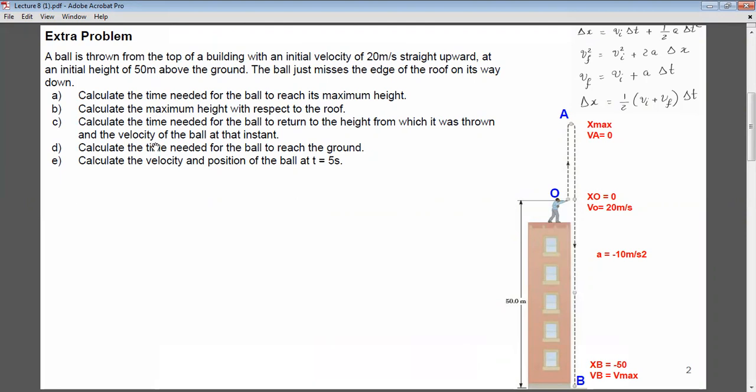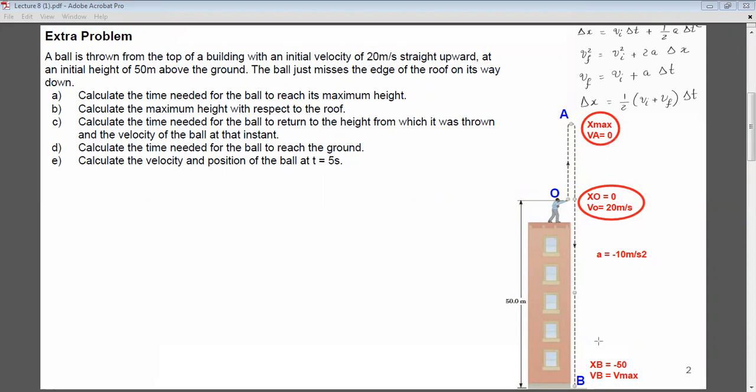Before I start solving this type of problem, whenever I see a free fall problem, we agreed that we put on it all the information we know. So we start at the origin. What do we know at the origin? We know that the position is 0, and we know that the initial velocity is 20 meters per second. This is given. I know also that at the maximum position, x will be x maximum and the velocity will be 0.